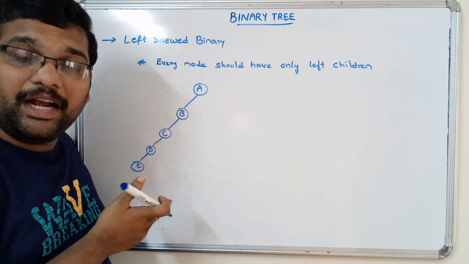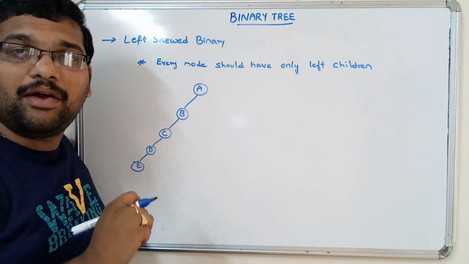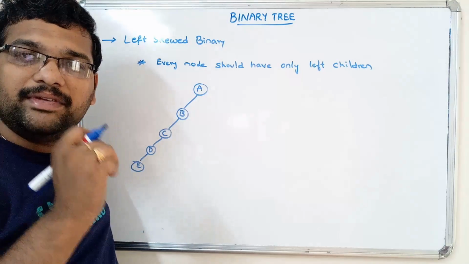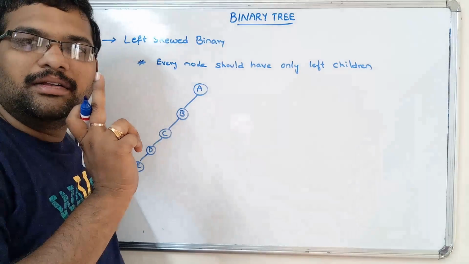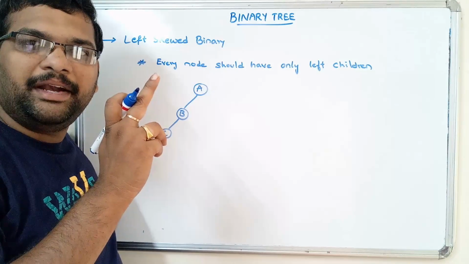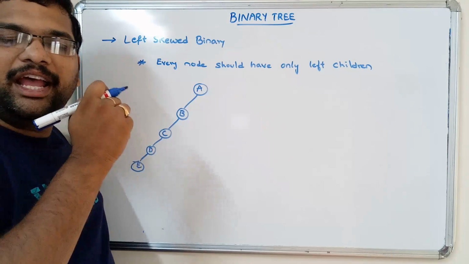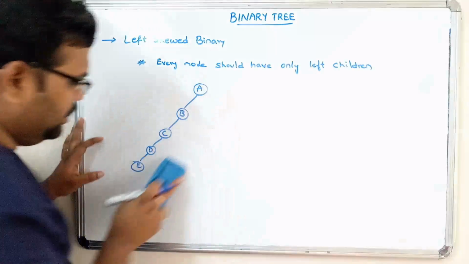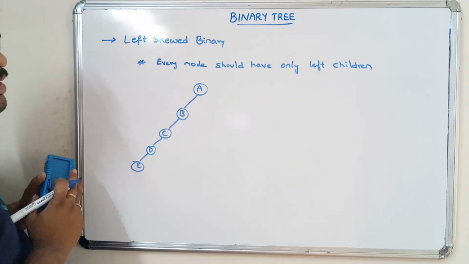So this is also a binary tree, because our binary tree definition is that every node in a tree should have at most 2 children. At most 2 children means it can have 0, 1 or 2. Here every node has only 1 child. So it satisfies the definition of a binary tree, but it is a left skewed binary tree because every node has only the left child. Right.